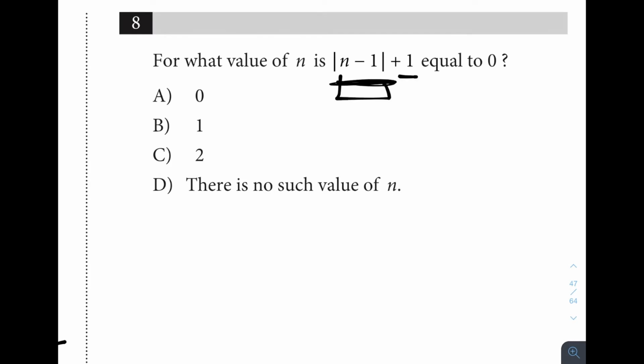And this says plus 1 equals 0. So that means we would have to get this side to equal negative 1, the absolute value of n minus 1. But we know that this can never be negative, so there's no such value of n.